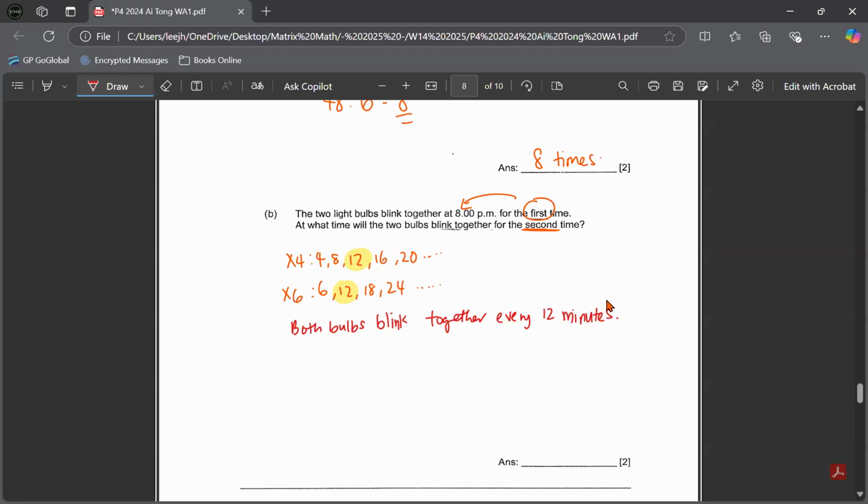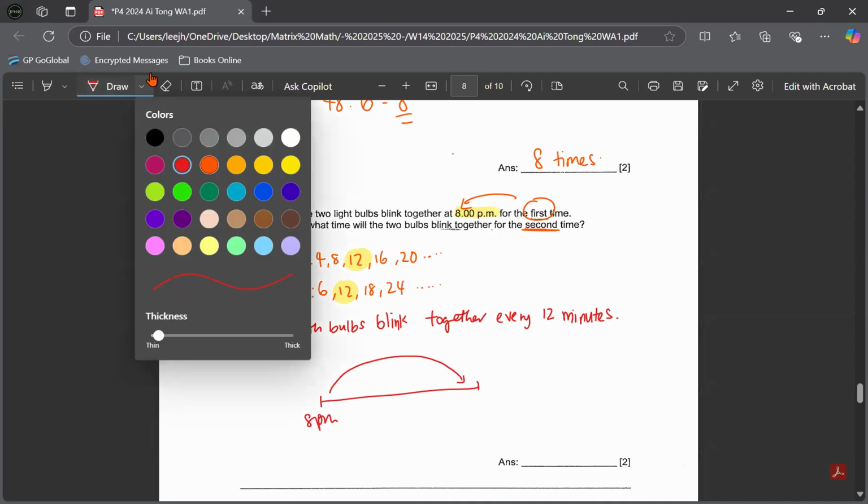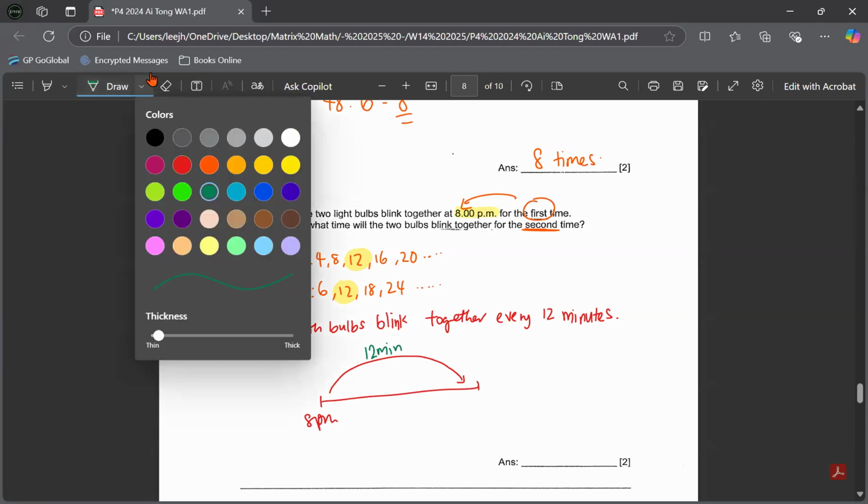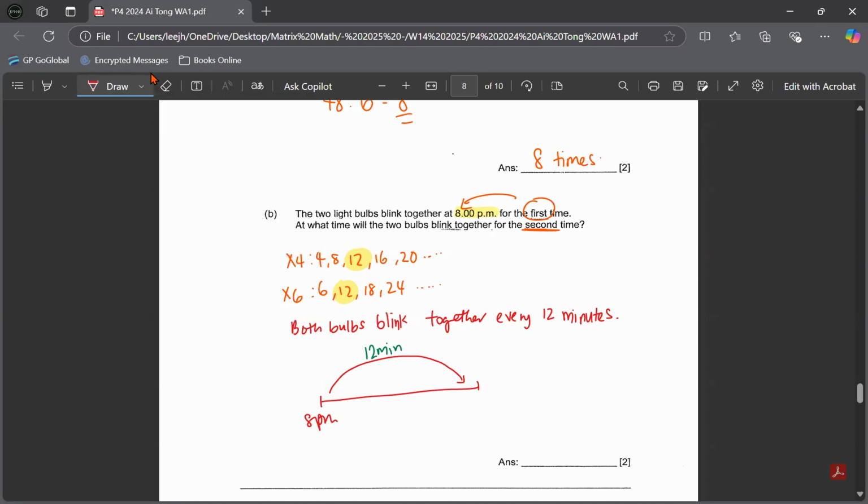So if every 12 minutes they blink, they ask for the second timing. They give the first timing that they blink together. The first timing they blink together is 8 o'clock. So the second timing will be 12 minutes later. So 8 p.m. is the first time. So when you do time, remember a timeline. Don't just write plus 12. It's not the correct way. So 12 minutes later, both of them will blink again. So 8 p.m., 12 minutes later will be 8:12 p.m.